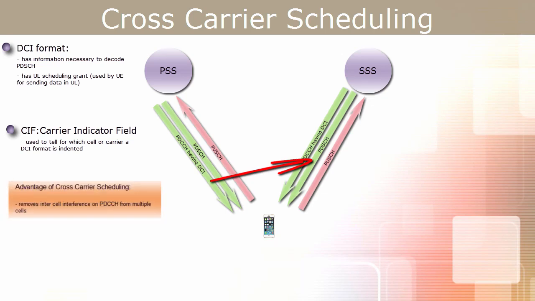Now you may ask, what is the advantage of cross-carrier scheduling? See, we know PDCCH is a control channel and it is transmitted with a higher power compared to data channel PDSCH. So if a UE is receiving data from multiple secondary cells, then there could be inter-cell interference on PDCCH. Cross-carrier scheduling is an excellent way of removing inter-cell interference on PDCCH. But remember, cross-carrier scheduling is an optional feature for UE.